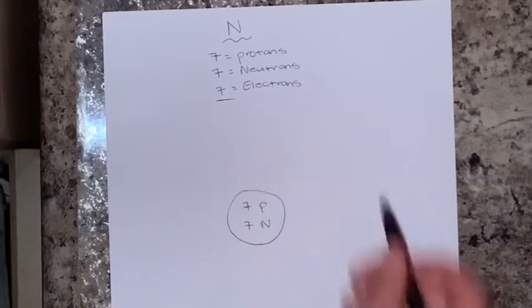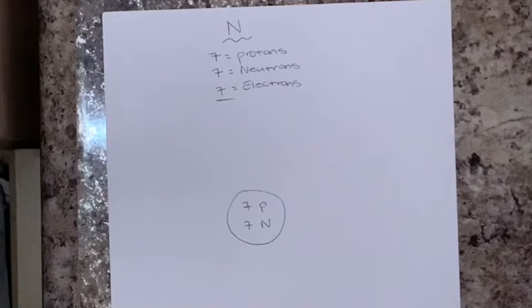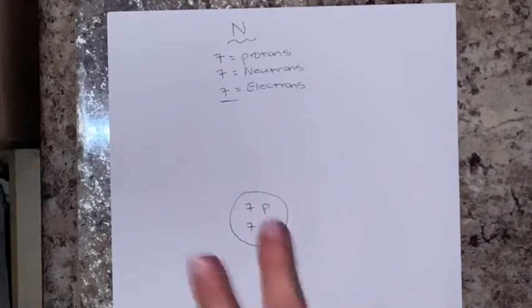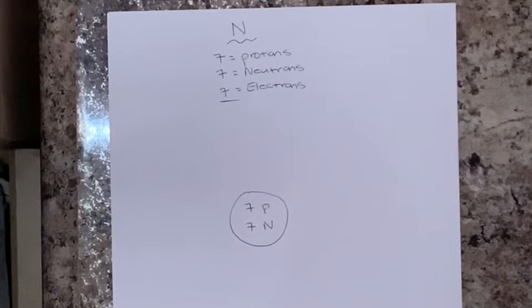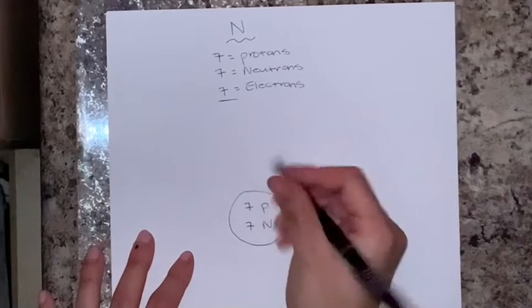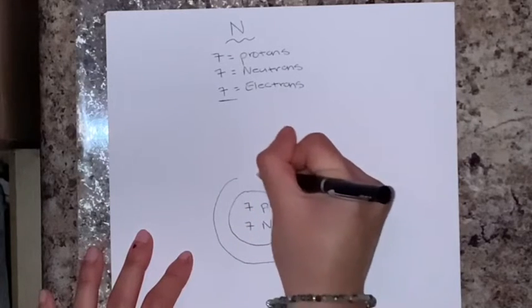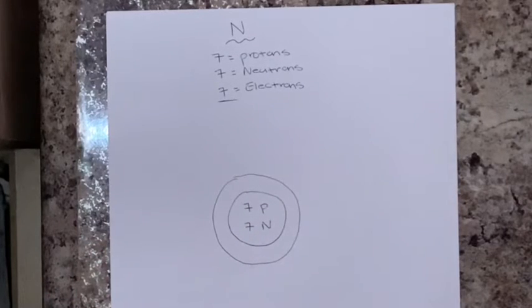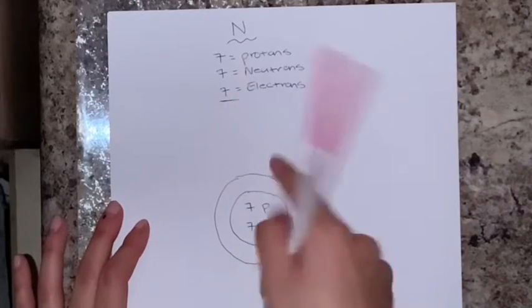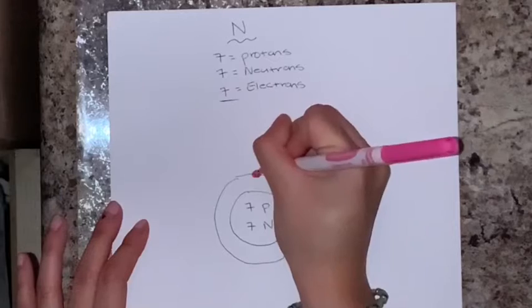And so we have 7 electrons, and we're going to distribute these electrons in 2 orbitals. The first orbital can only fit 2 electrons, so we're going to draw the first orbital around the nucleus. And like I said, the first orbital can only hold 2 electrons, so we're just going to draw the 2 electrons across from each other.